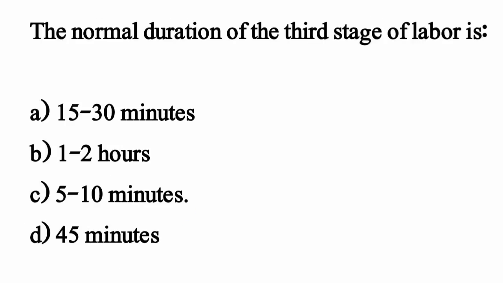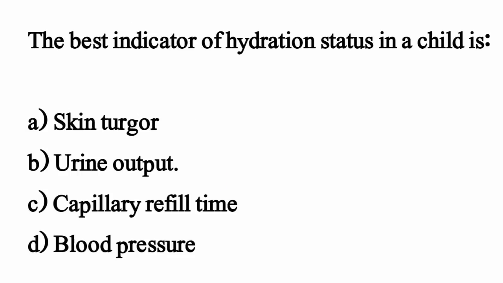The normal duration of the third stage of labor is. The correct option is option C, 5 to 10 minutes. The best indicator of hydration status in a child is. The correct option is option B, urine output.